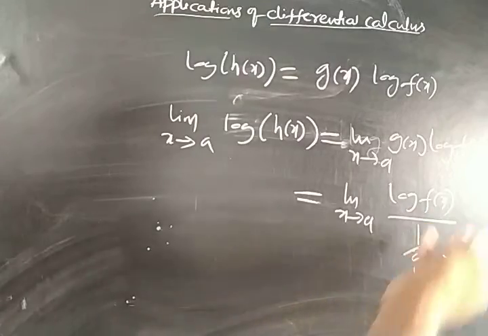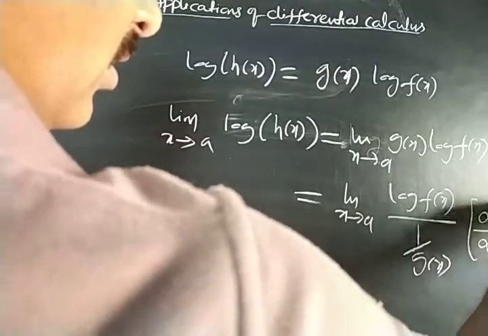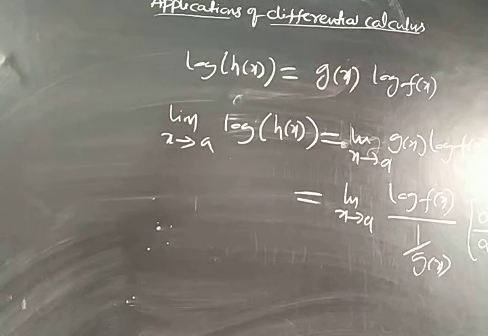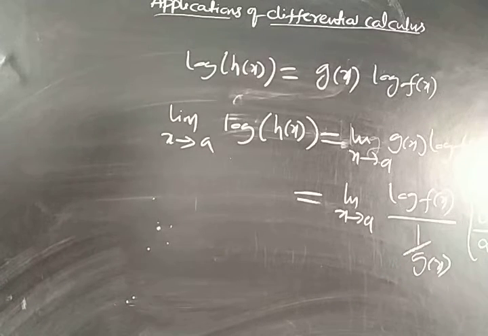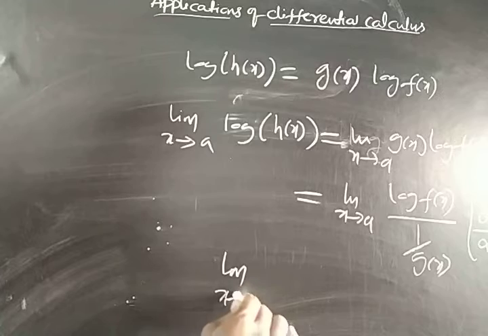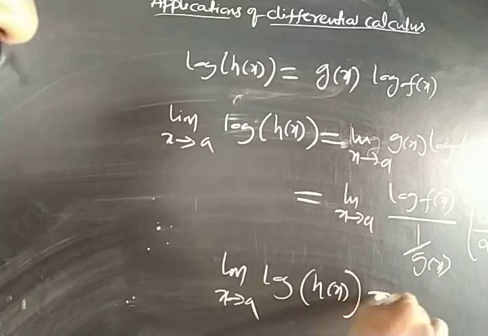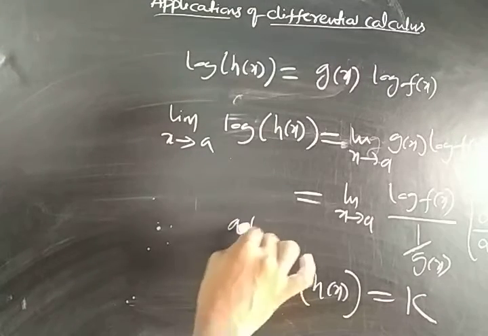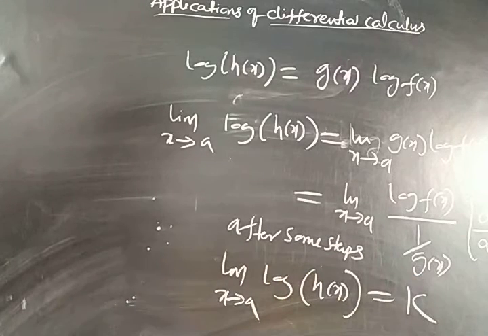So f of x at a is 0 already. Log 0 is infinity, 1 by 0 is infinity. So you will get infinity by infinity. Now you can apply the L'Hospital rule, then continue the procedure. After using L'Hospital rule, you will get some constant quantity on the right hand side. Suppose I am taking that as k. After some steps, you may get constant k.